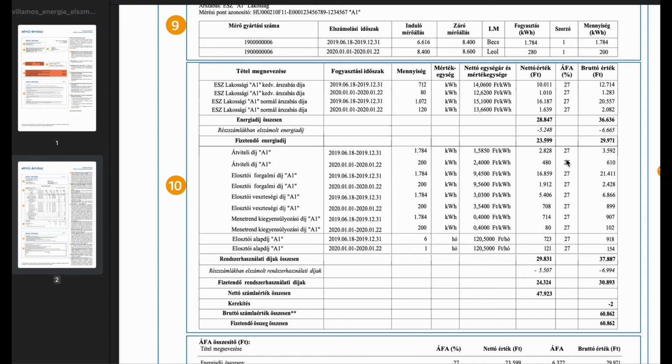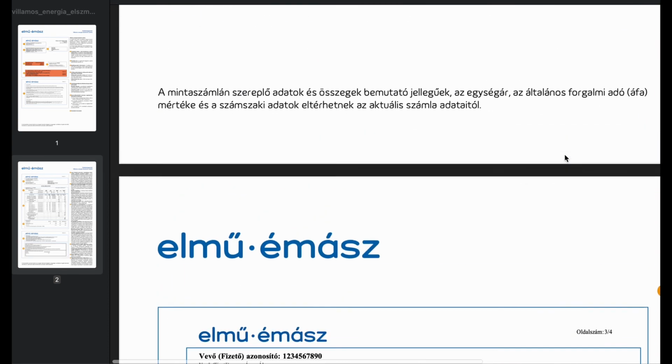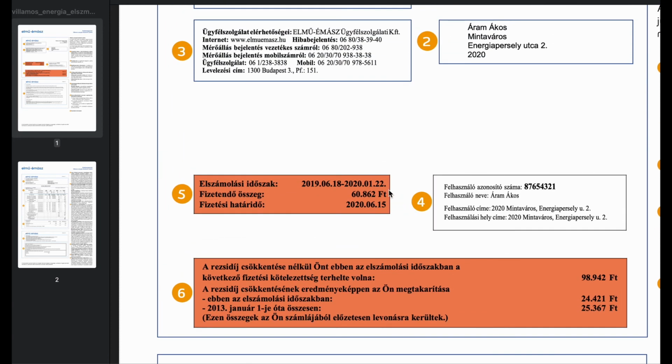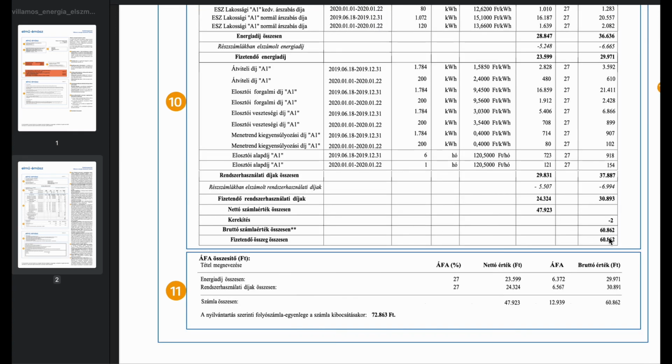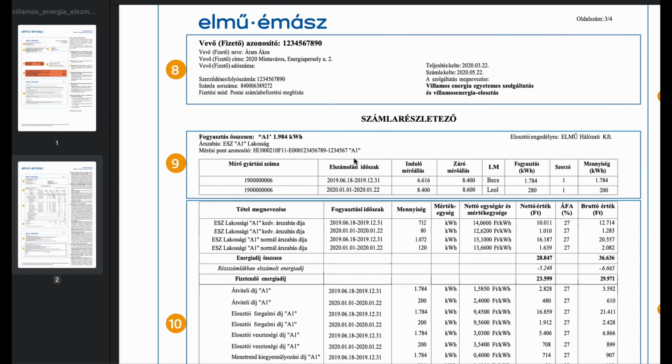Number 10 is the detailed breakdown and what it's going to cost with tax or any discounts applied. If I scroll up to the top here, you'll see that amount that is due on number 5 is the same figure that you're going to see at the very bottom, right here at the bottom right. I forgot to mention, let me scroll back up to number 9. Remember I mentioned the type of meters, there's A1 and A2.